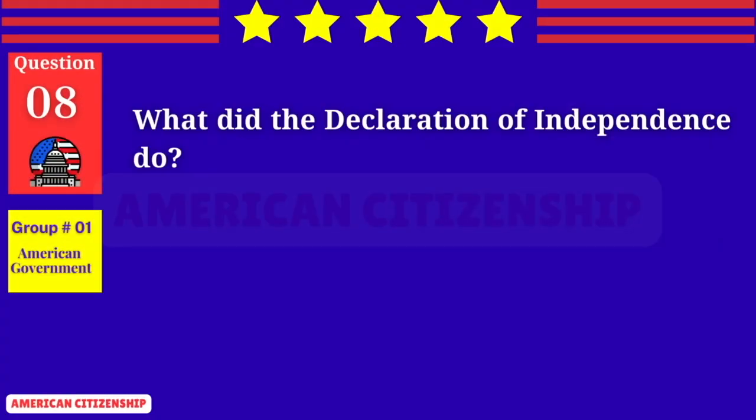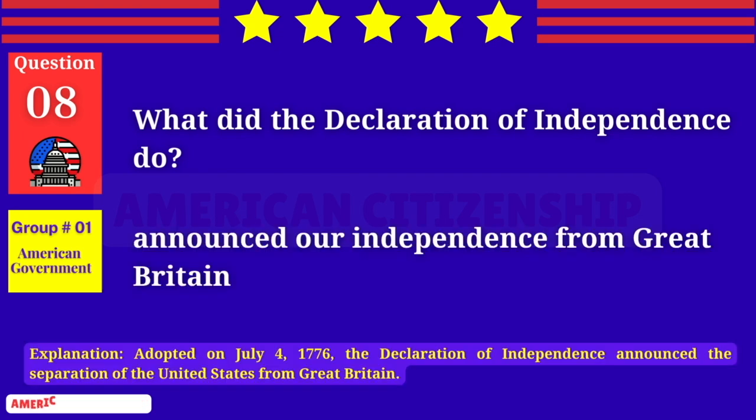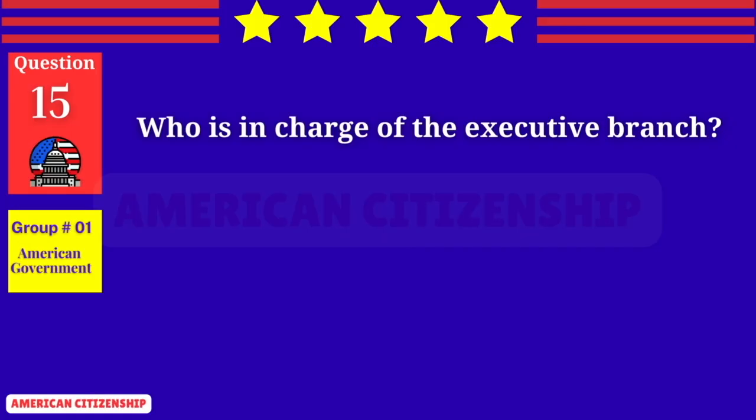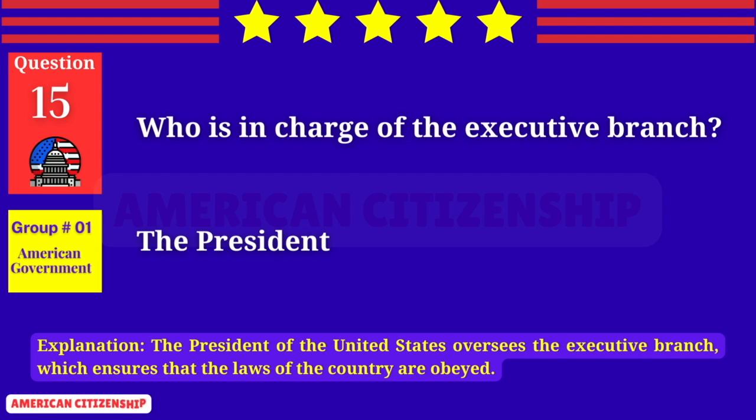What did the Declaration of Independence do? Announced our independence from Great Britain. Who is in charge of the executive branch? The President.